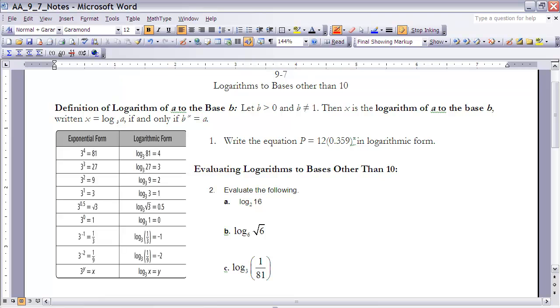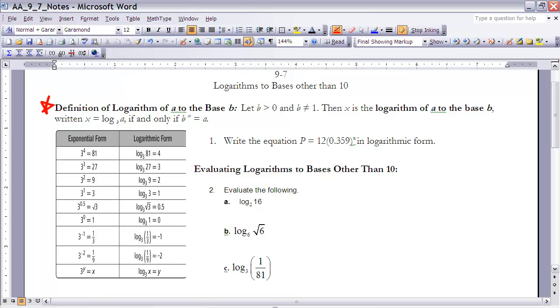So when we were looking at 9.5 and talking about logs for the first time, we only looked at logs with bases of 10. Now we want to extend everything we've done with logs with base 10, which was just our common log, to all bases, or I shouldn't say all bases, but most bases. To do that, we're going to define the logarithm of a to the base b.